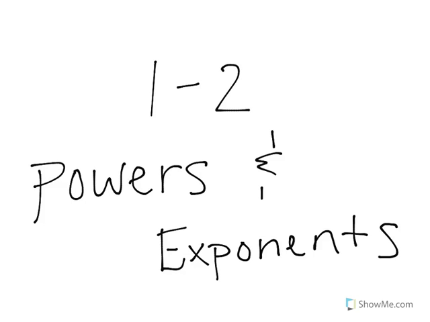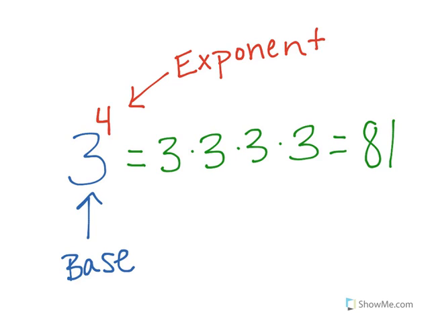This lesson is on section 1-2, Powers and Exponents. So how I read this number is 3 to the 4th power equals 3 times 3 times 3 times 3, which equals 81. Again, I'm going to read that number as 3 to the 4th power.